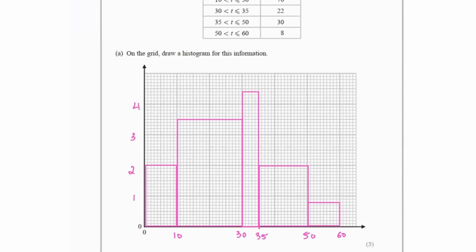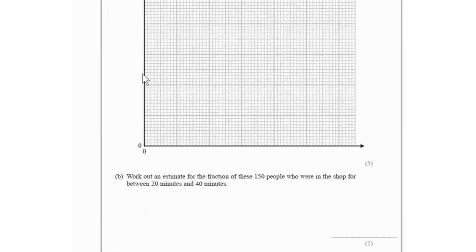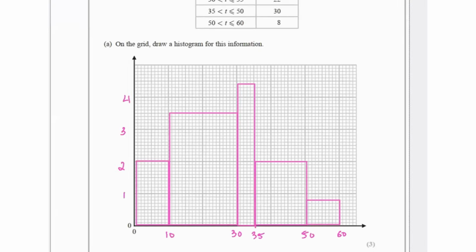This is our histogram. And it says work out an estimate for the fraction of these 150 people who were in the shop for between 20 and 40 minutes. So between 20 and 40 minutes, those people are here and here. This is 20, this is 40. So we need basically these people, and these people. These are the people that we need.